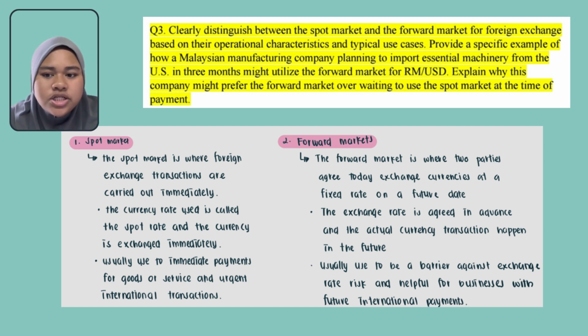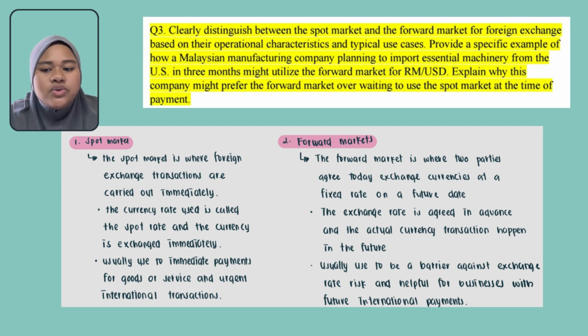The next question is about the difference between the spot market and the forward market. The spot market is where foreign exchange transactions are carried out immediately. The currency rate used is called the spot rate, and the currency is exchanged immediately, usually for immediate payments for goods or services and also urgent international transactions. In contrast, the forward market involves a contract to exchange currencies at a fixed rate on a future date. This is known as the forward rate.